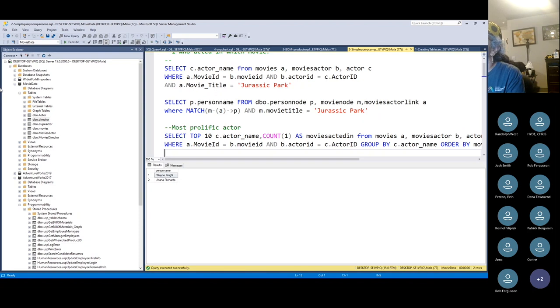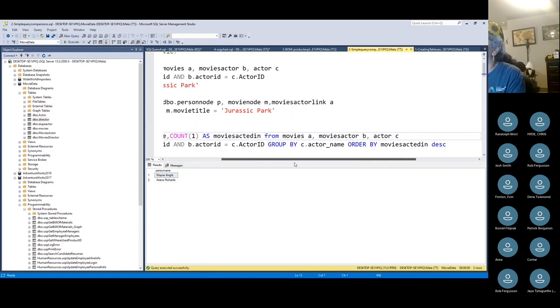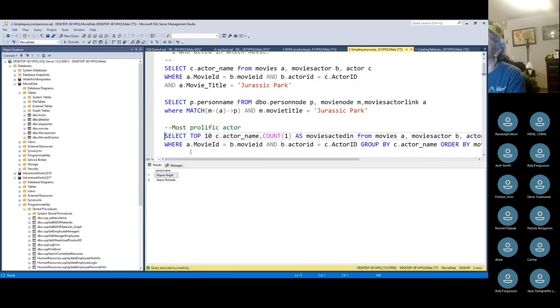Now we want to see who's the most prolific actor, who has acted in the most movies. So I do a select top with the number of joins, and I order it by the number of movies that person has acted in. So I do this. And then it comes up with all these names, right? A simple join based thing.